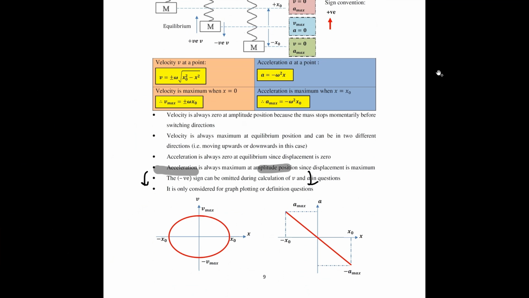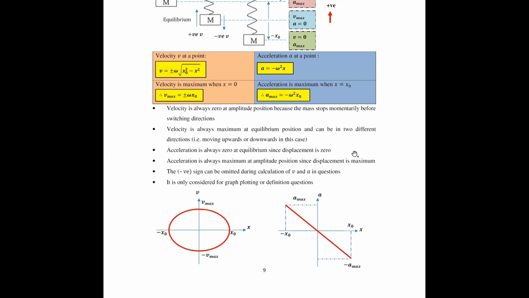Now, your questions a lot of the time will ask you to plot certain graphs for simple harmonic motion. They will specifically ask you to plot velocity versus displacement and acceleration versus displacement. They don't ask you to plot velocity versus time or acceleration versus time. That one is what you usually draw in AS kinematics. Here, we specifically want you to draw your acceleration and velocity with respect to displacement.